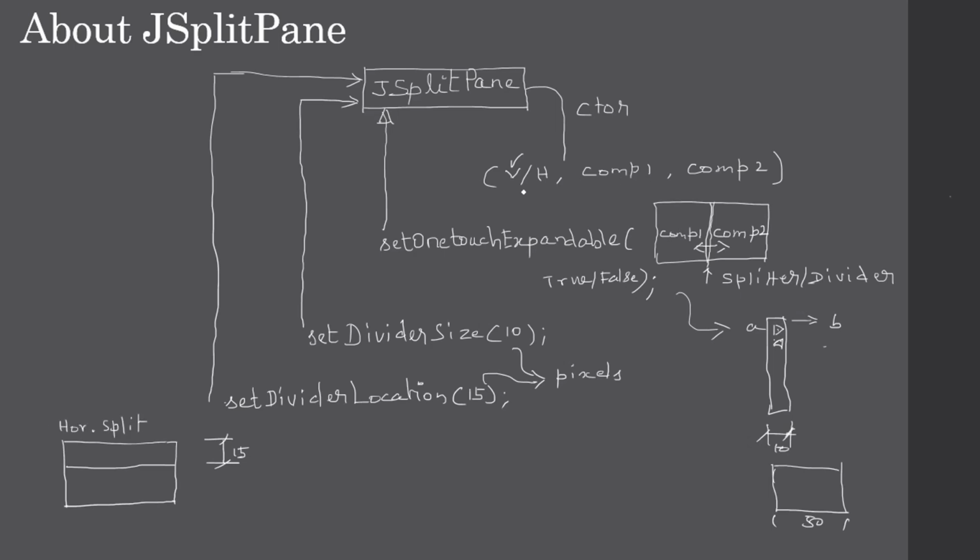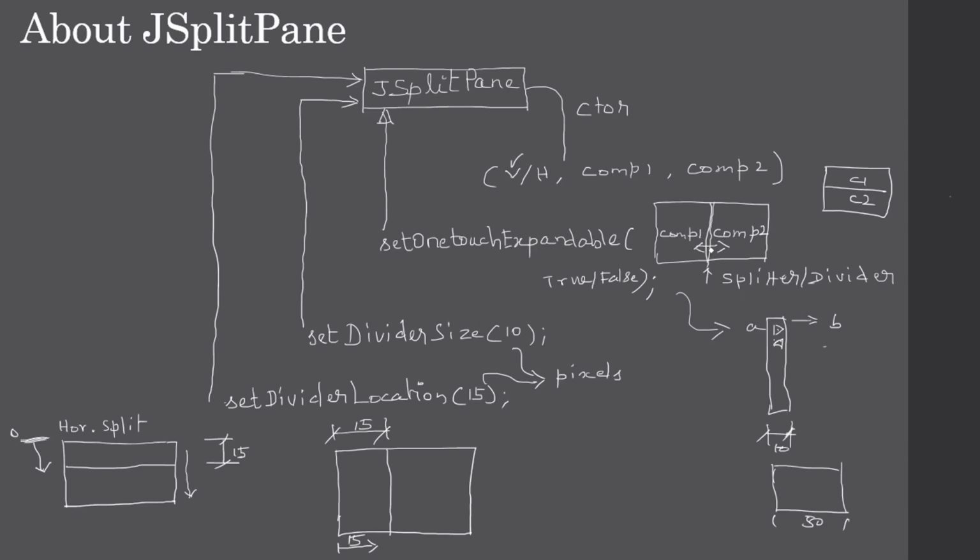Let's remember, during the construction itself, we can decide whether the splitter is horizontal or vertical, that is, how it is splitting the components. Here a vertical splitter is shown. If it is a horizontal splitter, then the splitter will be like this. Component 1 will be here, component 2 will be here, and the location here will be decided from the top, 0, and it goes in this direction. If you see, it's 15. So by specifying the divider location for a horizontal split, we will be moving the splitter in this direction. If it is a vertical splitter, the position is given from left to right. Here the position is 15 from here. That's how we decide the splitter location.